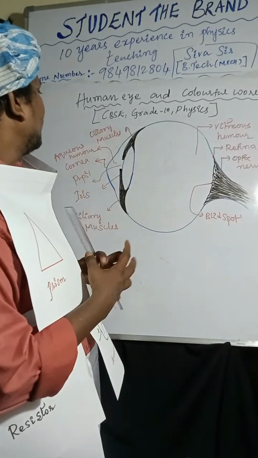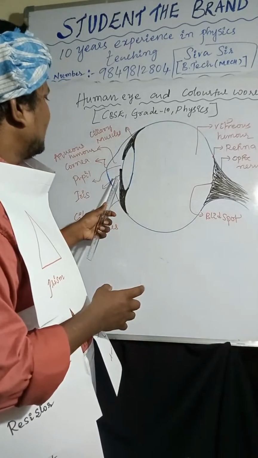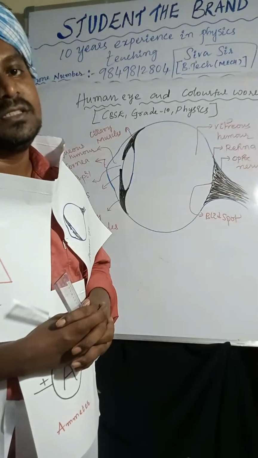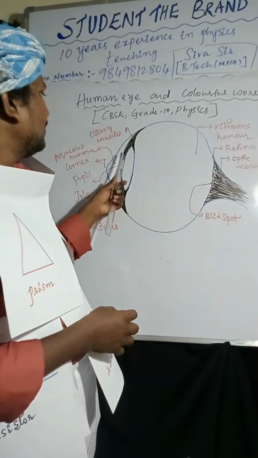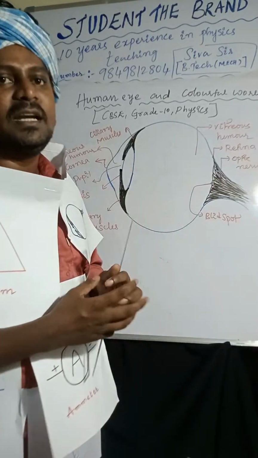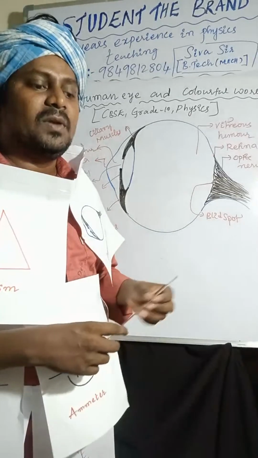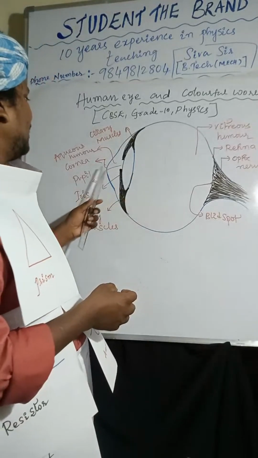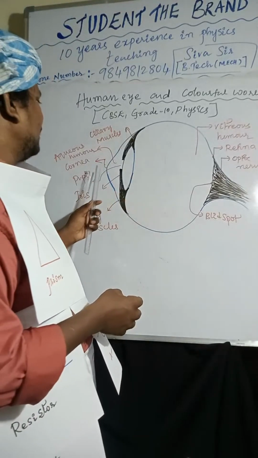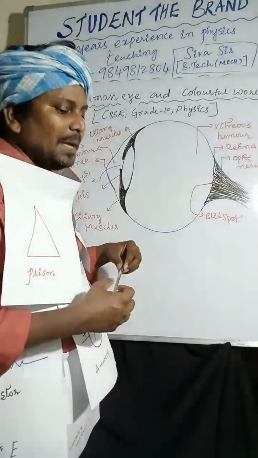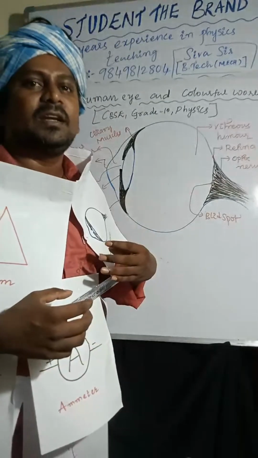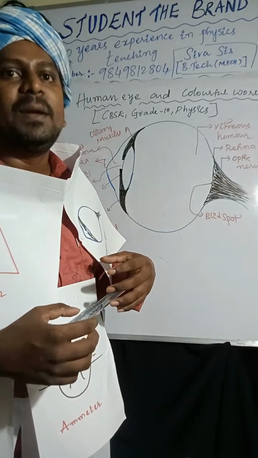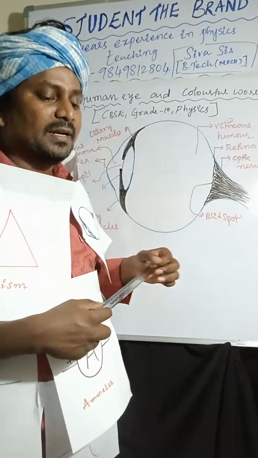And next one, we are going to the iris. Iris is a dark muscular diaphragm which controls the size of the pupil. And pupil controls and regulates the amount of light entering into the eye.